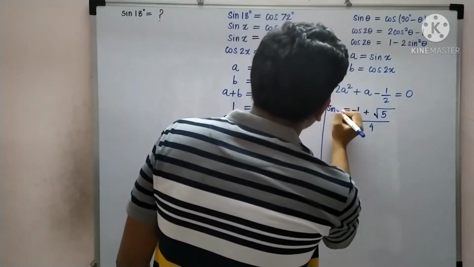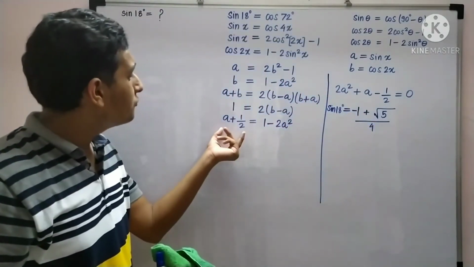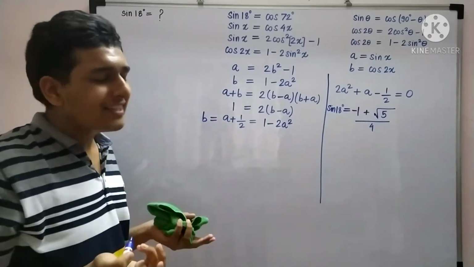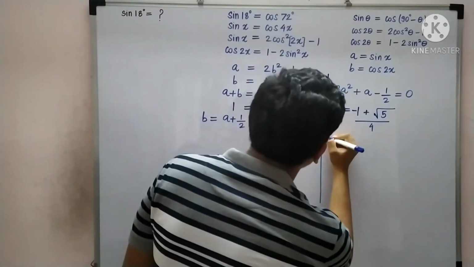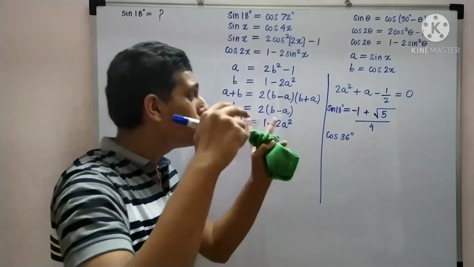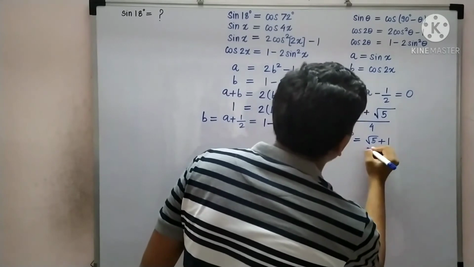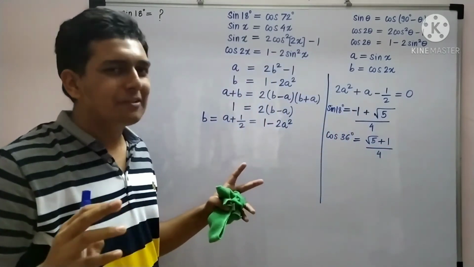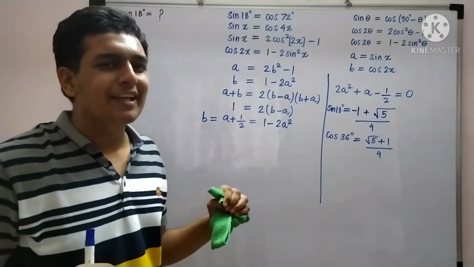This tells us that sine 18 is root 5 minus 1 by 4, and because we have a linear relation between b and a, it's quite easy to compute b once we have a. We just need to add half to it. To get that, cos 36 is root 5 minus 1 by 4 plus half, which is root 5 plus 1 by 4. So there you have it. You get both the values, sin 18 and cos 36, without putting much effort.